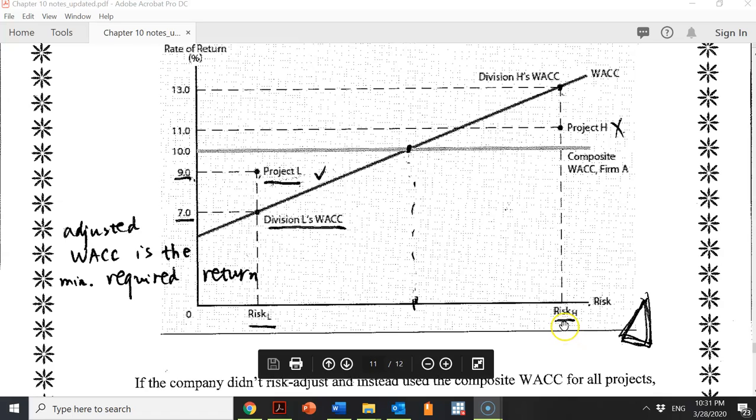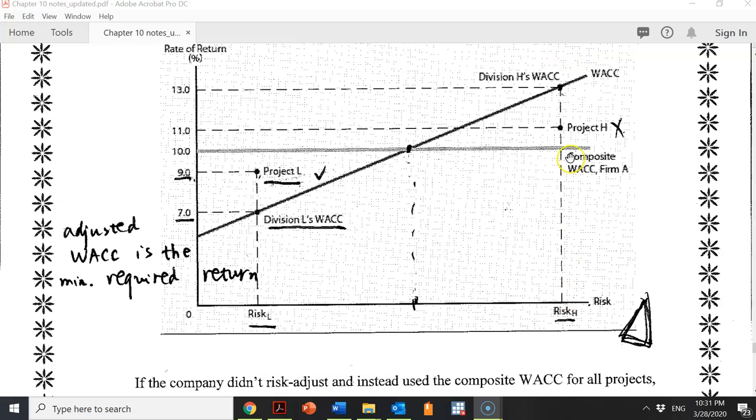For another case, when risk is at the high level, if we have a project H with a return of 11%, even though the return is higher than the average cost of capital, 10%, if we compare to the cost at this risk level, it's actually 13%. So the return of 11% for project H is less than the cost of raising capital for projects at this high risk level, 13%. So we should reject project H.